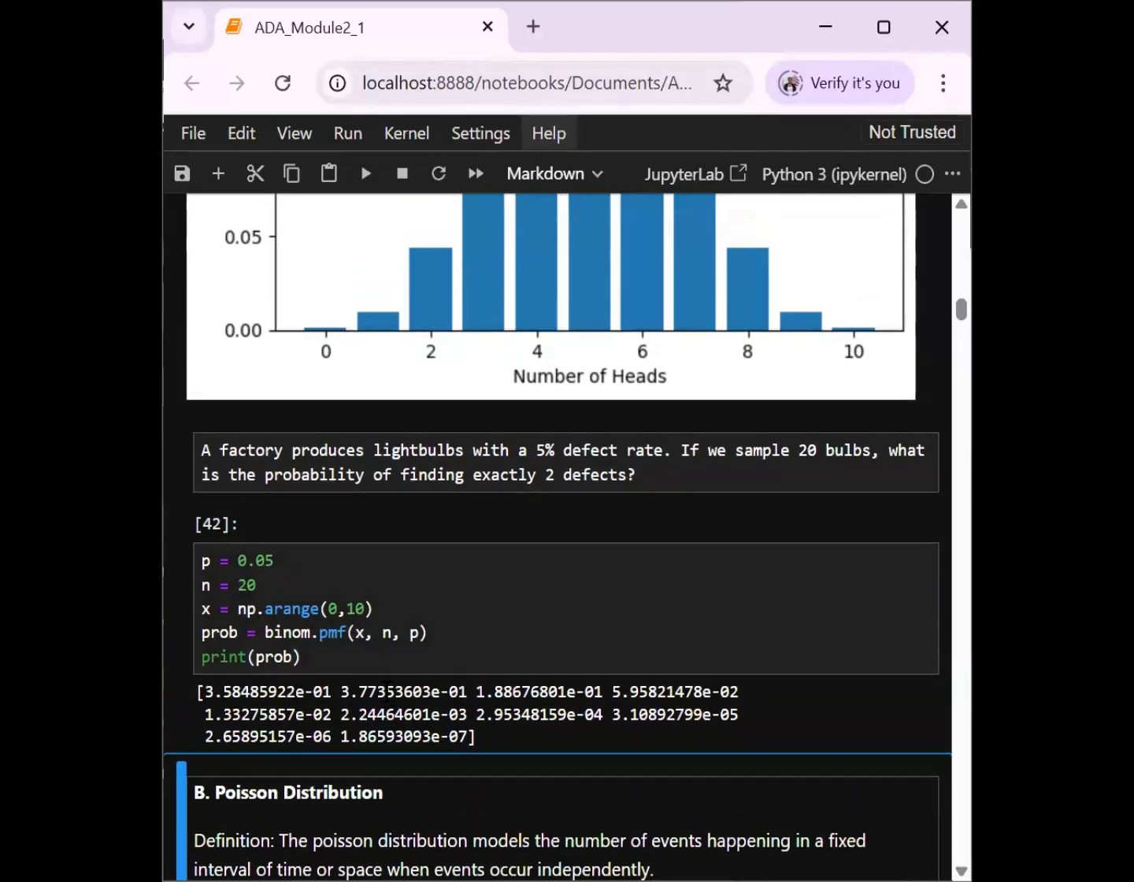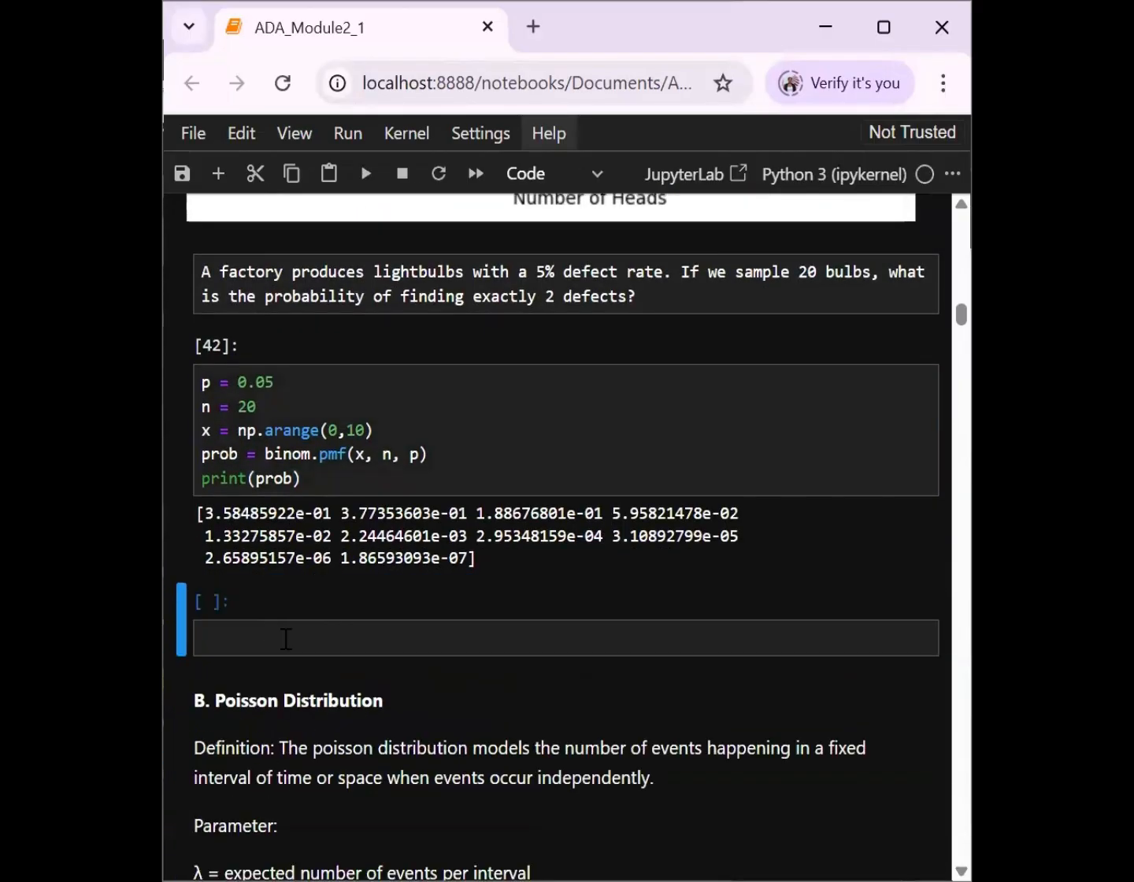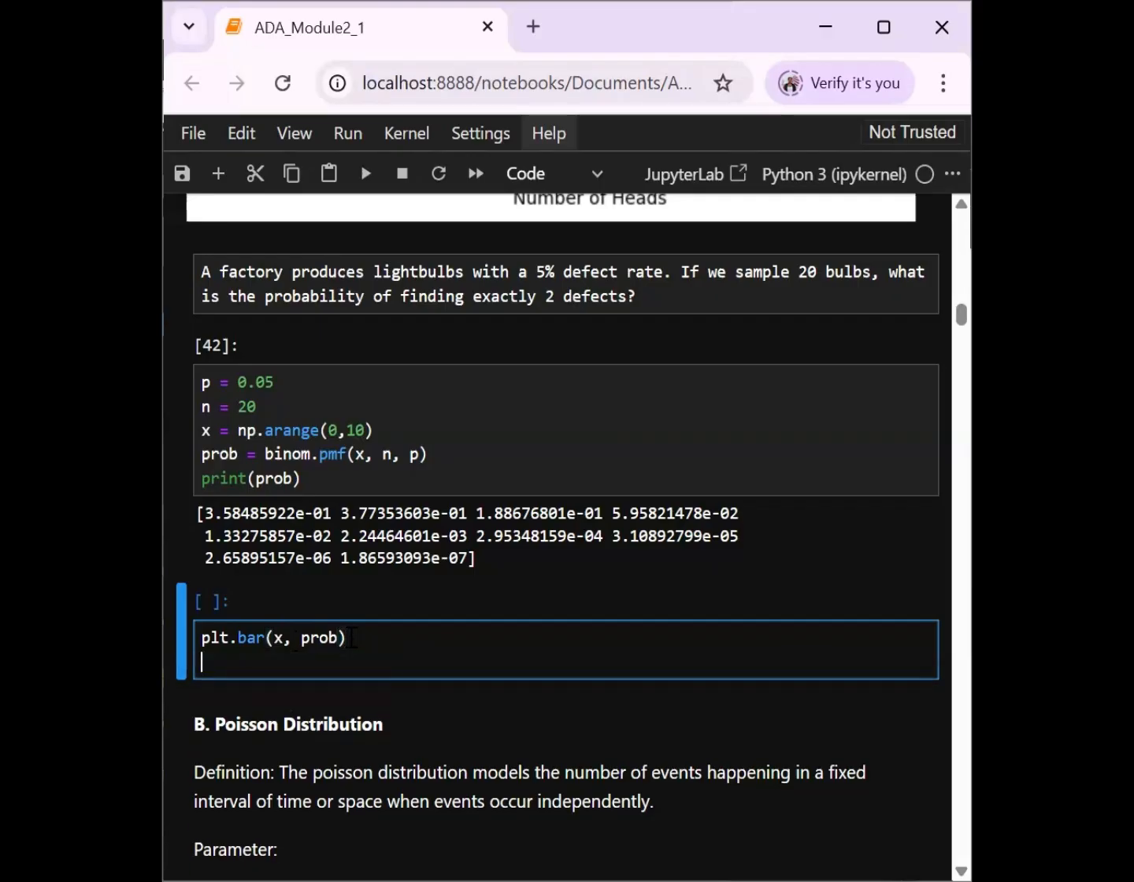To visualize this, we call our plt. So we say plt.bar, and then we pass in the x and the probability. We want the probability to be on the y-axis and the number of outcomes on the x-axis. So we don't need to do all fancy things. We can simply use plt.show, but you already know what your x-axis and y-axis are.